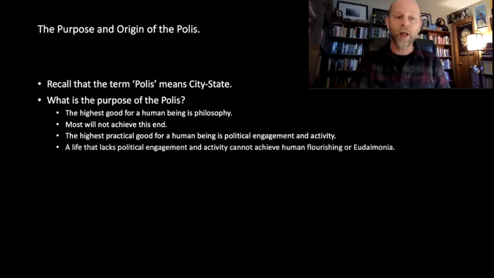So then, a life that lacks political engagement and activity in the social community cannot have achieved human flourishing, or eudaimonia, right? And insofar as eudaimonia is the very thing that our lives are aiming at, that's our function, that's our purpose, then according to Aristotle, that means that we must be politically engaged. We must engage with our social community in a rational way.